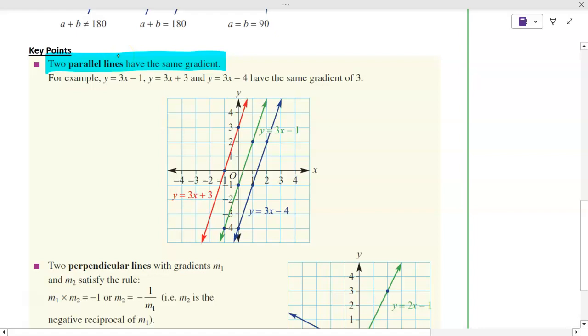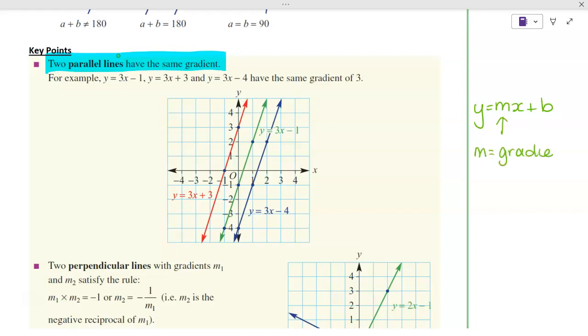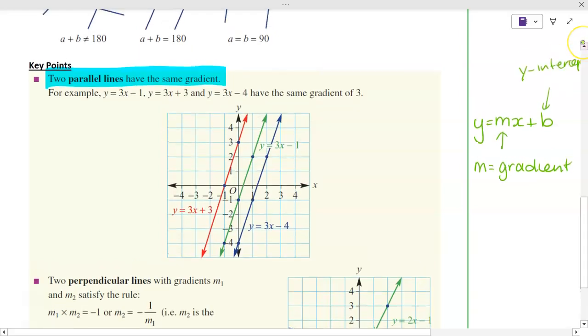Well, what you've been looking at recently is that the equation of a straight line looks like this: y equals mx plus b. Remember, m is the gradient. And b is where our graph cuts the y-axis, and we call it the y-intercept.